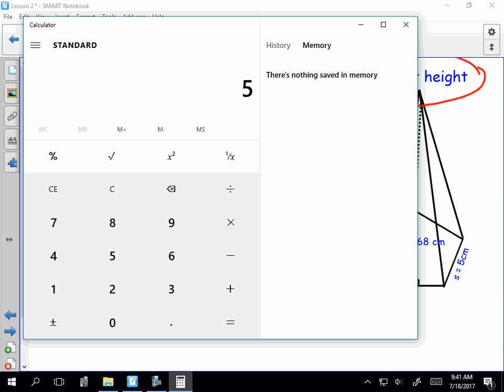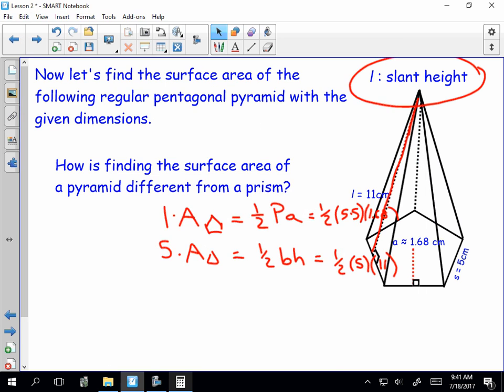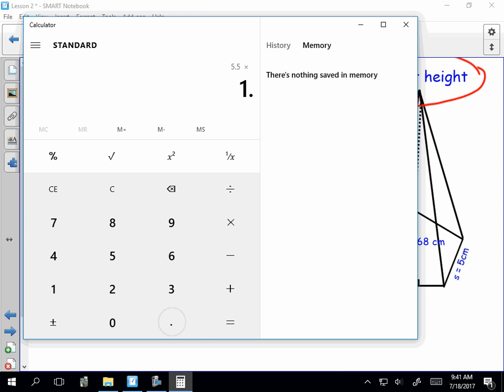So we have 5 times 5. Let's try that again. 5 times 5, right? Okay, so we have our wraparound perimeter of 25 times our apothem, 1.68. And we have to multiply that by 0.5, or 1/2. So that is the area of our pentagon, which is 21.